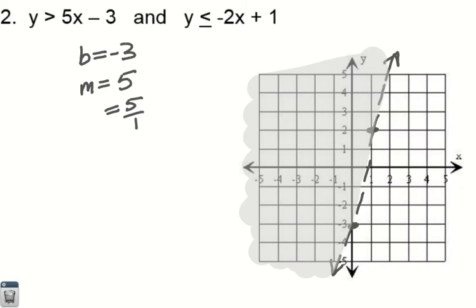You don't know what your final shading is going to be, so you just want to shade very lightly for now. And here, what's our B value? B value is 1. Our M value is -2, so -2/1 for rise over run. Begin with B, move with M. That's down 2, right 1.